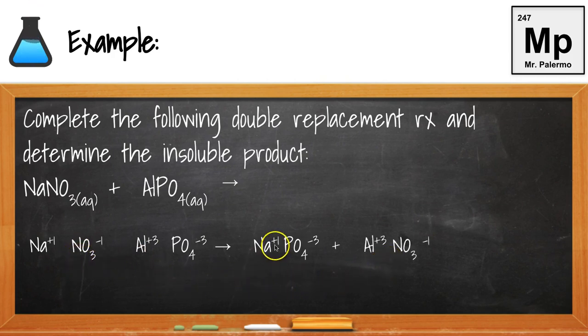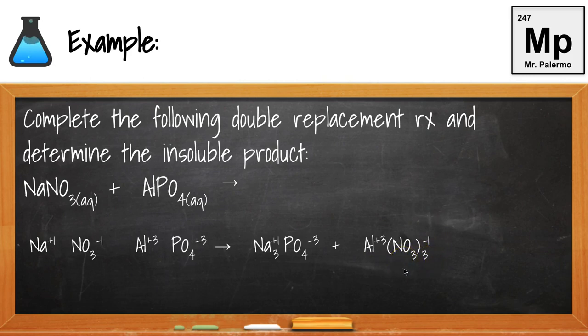Let's check our charges. We have +1 here, and we have a -3 here. So that means we need +3 or 3 positive charges. So we're going to put a 3 as a subscript for sodium. So now I have 3 positive charges and then 3 negative charges for my phosphate ion. And then do the same thing here. I have 3 positive charges for aluminum and only one negative charge for the nitrate ion. And so I need 3 negative charges. So I'm going to put it in parentheses and put the 3 outside, indicating that I have 3 negative charges. And so now that's balanced out.